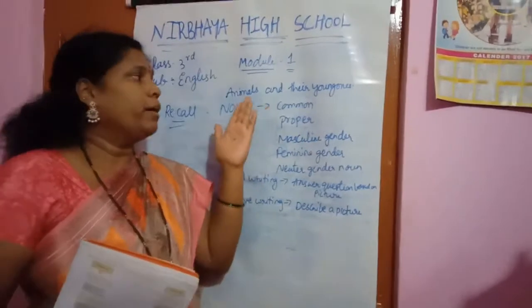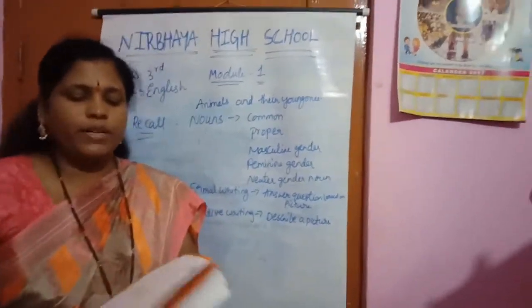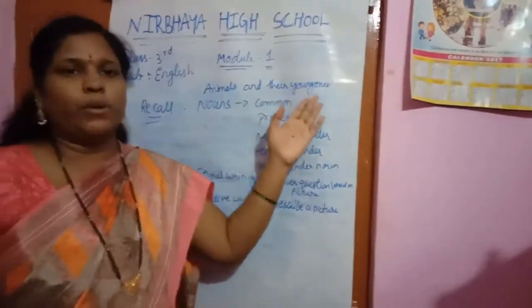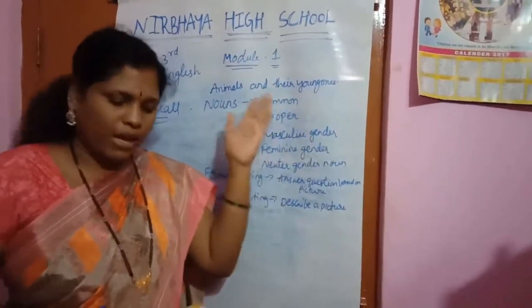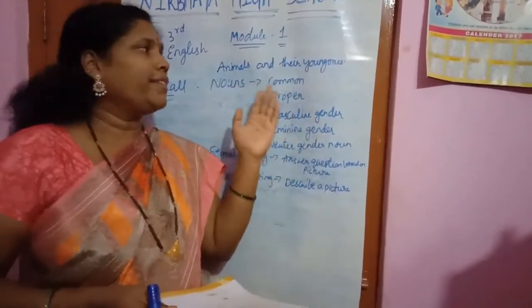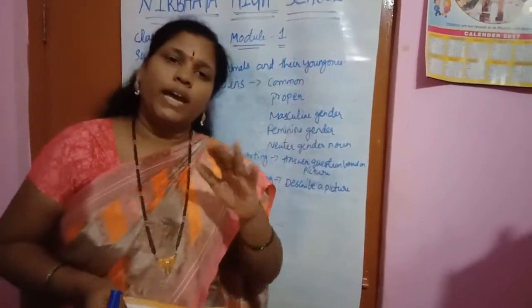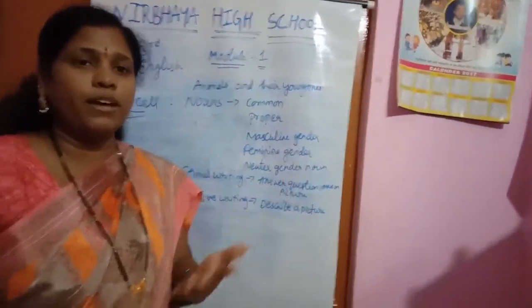Like animals and their young ones. Tiger's young one is called a cub. Hen's young one is called a chick. Like that we have completed the animals and their young ones. We have also completed the missing letters and match the following part.